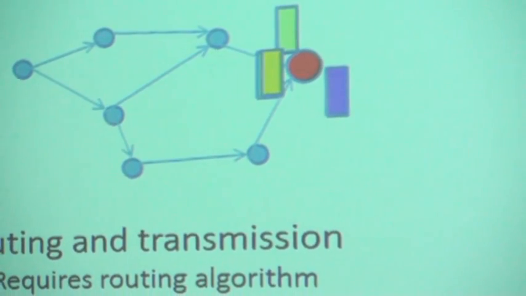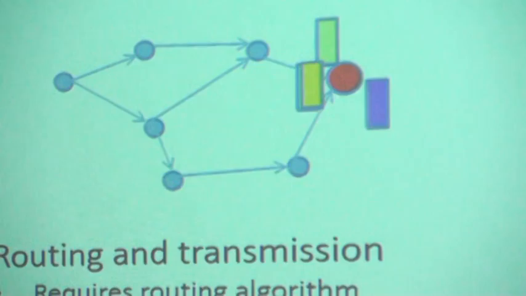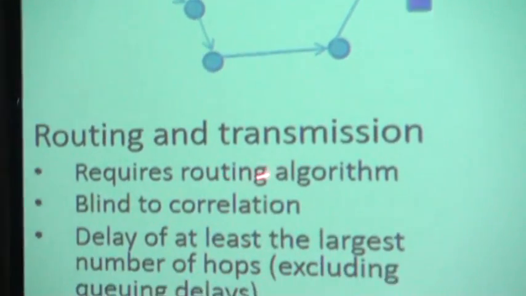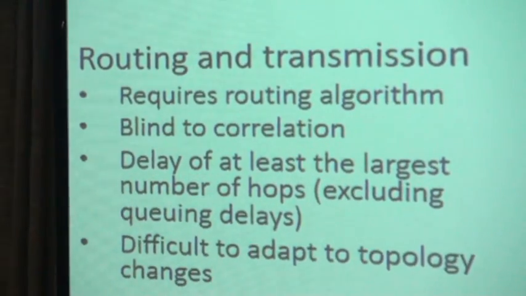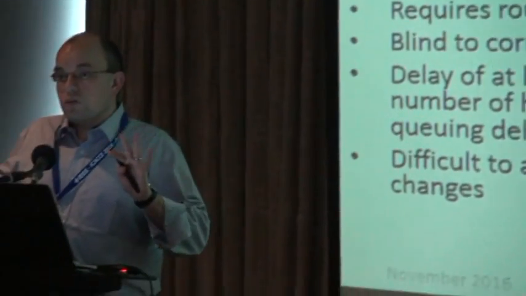So the issue with that kind of design is that you require some way of routing your packets. You need to know the layout of your wireless sensor network to define a route between each of the nodes and the sync. That's where your packets are going to travel to. That makes it very difficult to adapt this algorithm to topology changes.